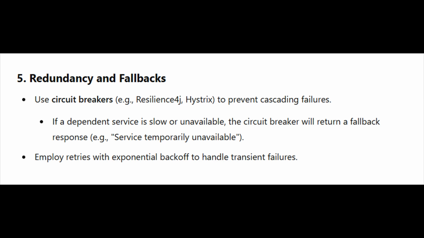5. Redundancy and fallbacks. Use circuit breakers, for example Resilience4J or Hystrix, to prevent cascading failures. If a dependent service is slow or unavailable, the circuit breaker will return a fallback response, for example: service temporarily unavailable. Employ retries with exponential backoff to handle transient failures.